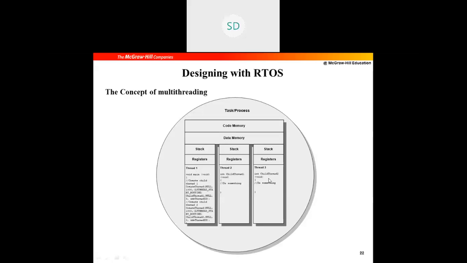Each is a part of the process, but because of this, since they may not be dependent, they can be independent. If they are not dependent, then we can execute them in parallel, right? Threads can be executed in parallel.